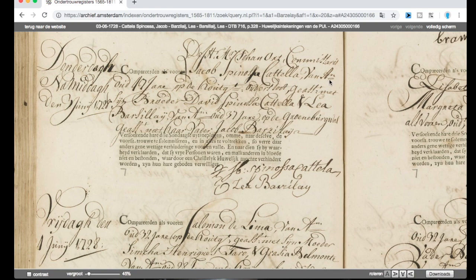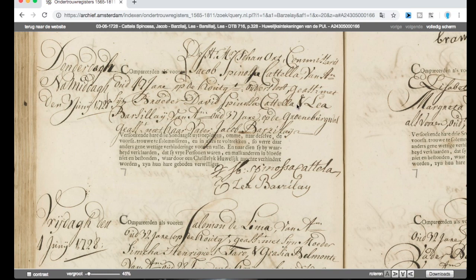Van, and then you see it looks like an A-N with 2 lines under it. This means from Amsterdam. This is just a little notation meaning Amsterdam, and you'll see this a lot. So this means that Jacob Spinoza was born in Amsterdam. And then looking through this, we're next looking for the witness. And we see going through it that we have a witness, Brother David Spinoza Catella. So now we have a little bit of Jacob's tree built. We know that Jacob's brother is David.